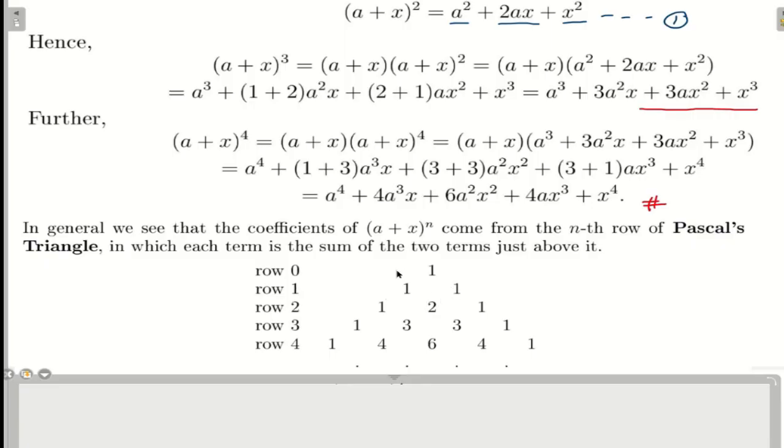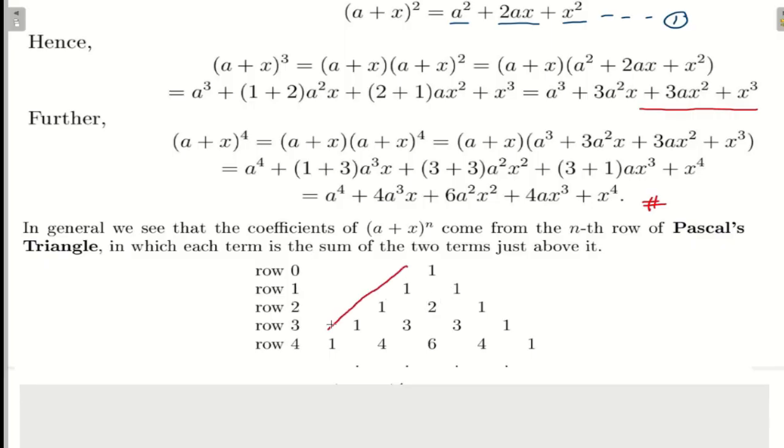This is Pascal's triangle. We have the ones come all the way down here from the outside of the triangle. (a + x) to the power of 0 is row 0. And for row 0, we have (a + x) to the power of 0, so it's equal to 1. We get the coefficient of 1 here. And for row 1, we have (a + x) to the power of 1. So we look at the coefficients only. The coefficient of a is 1, the coefficient of x is 1. So we have 1 and 1.